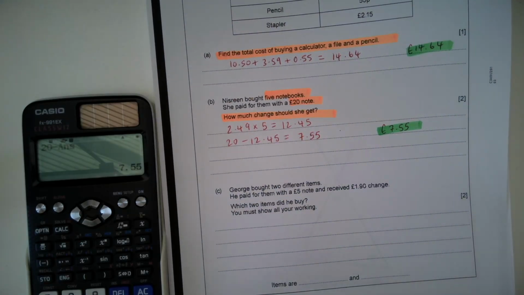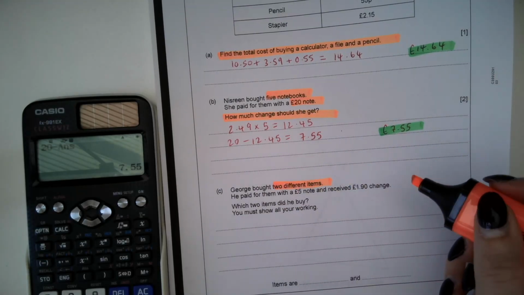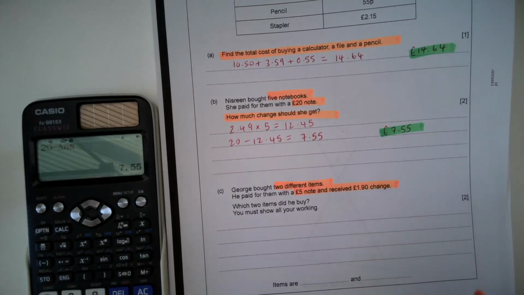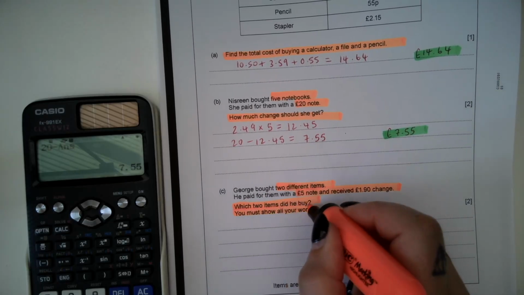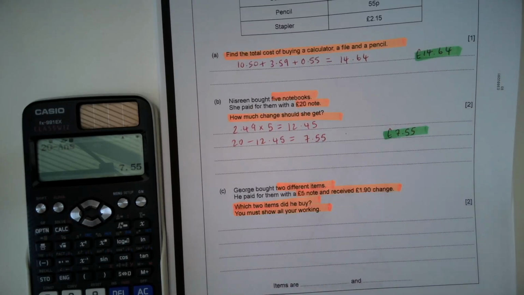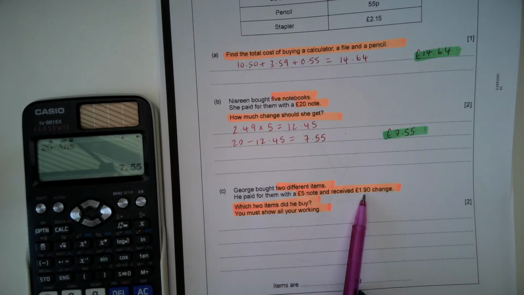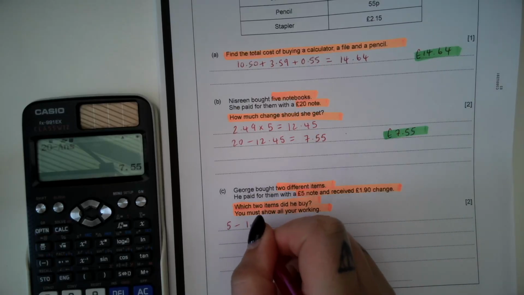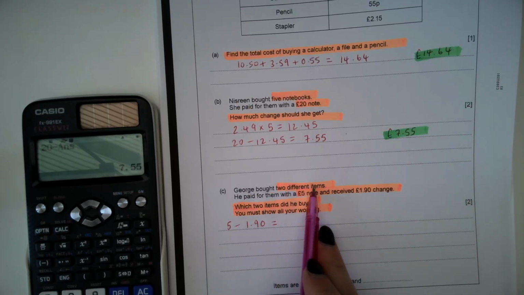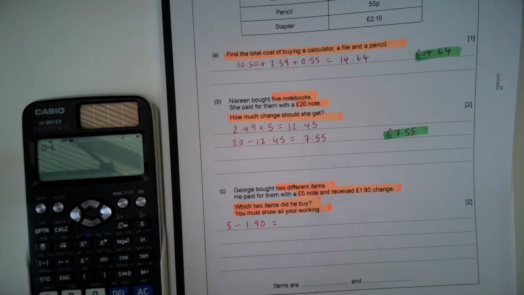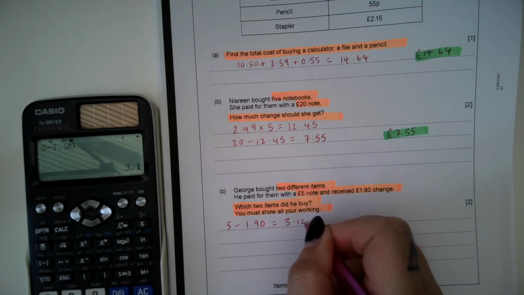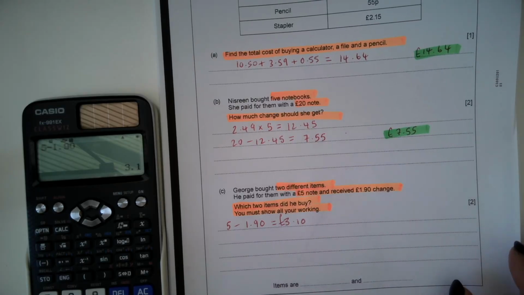Okay, part C. George bought 2 different items. He paid for them with a £5 note and received £1.90 in change. Which 2 items did he buy? You must show all your working. Okay, so first of all, he paid with a £5 note, received £1.90 change. So if I take £1.90 away from that £5, it'll tell me how much these 2 different items cost. So 5 subtract £1.90. Okay, so these 2 different items cost £3.10 in total.